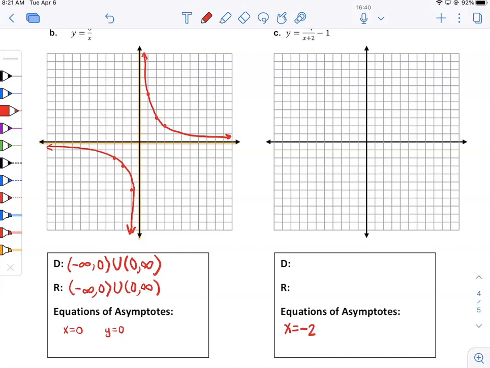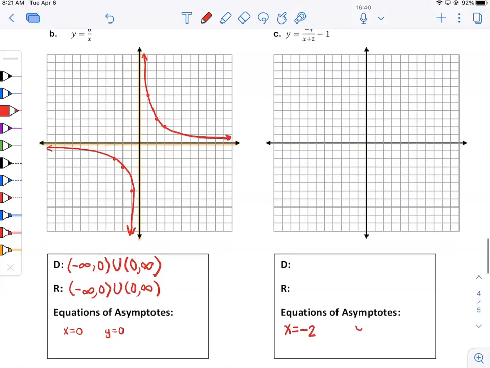For your horizontal asymptote, your y equals, you just take that last number. So it's just going to be y equals -1. Any questions about that? It's sort of just an algorithm, and you can check that by looking on your calculator and graphing these and seeing where those asymptotes happen.